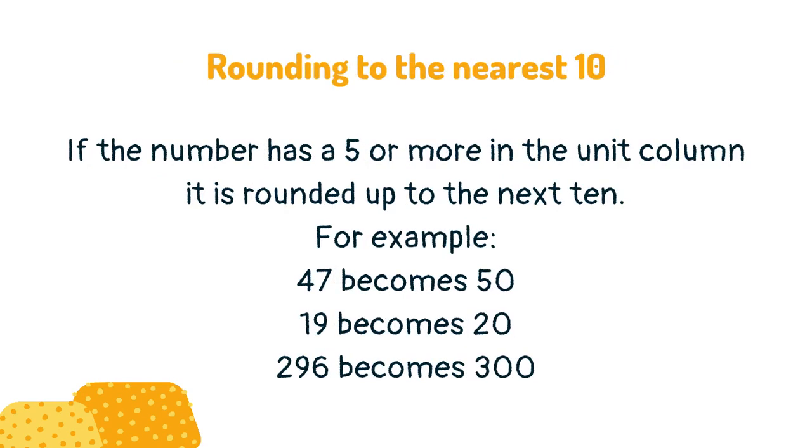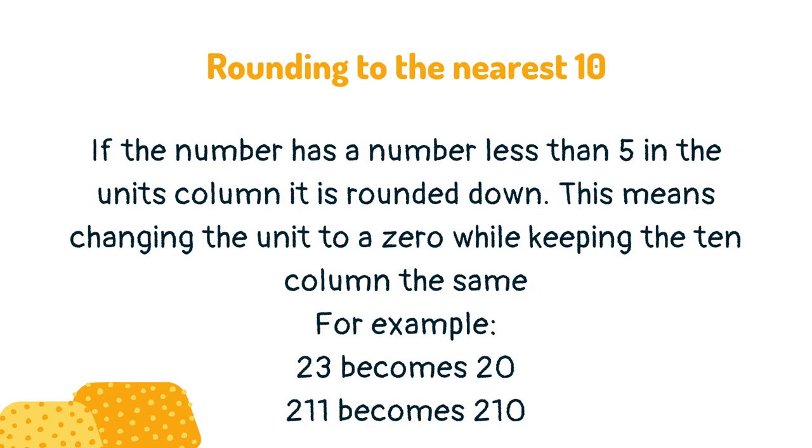If the number has a 5 or more in the units column, it is rounded up to the next 10. For example, 47 becomes 50, 19 becomes 20, 296 becomes 300. If the number has a number less than 5 in the units column, it is rounded down. This means changing the unit to a 0 while keeping the 10 column the same. For example, 23 becomes 20, 211 becomes 210.